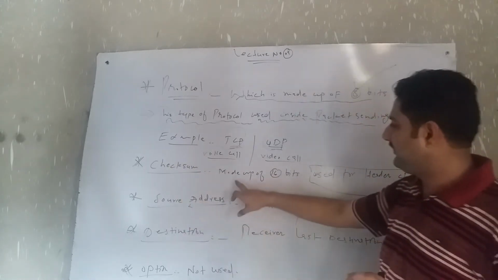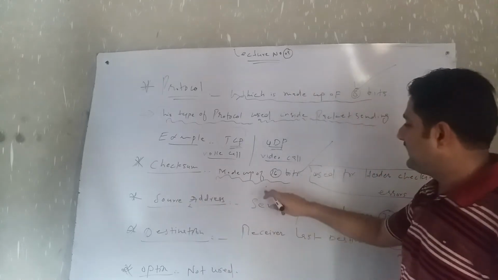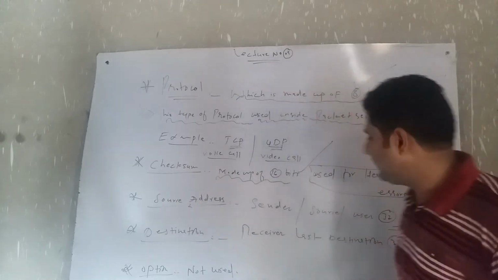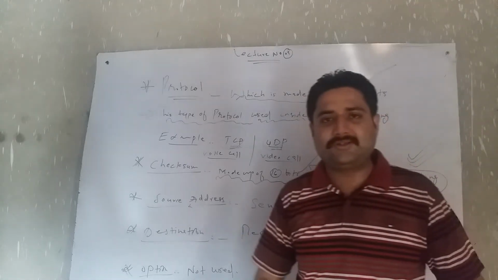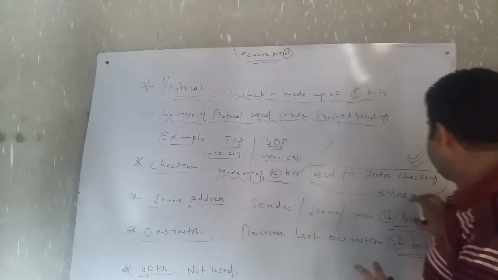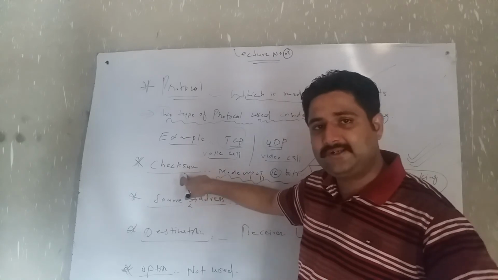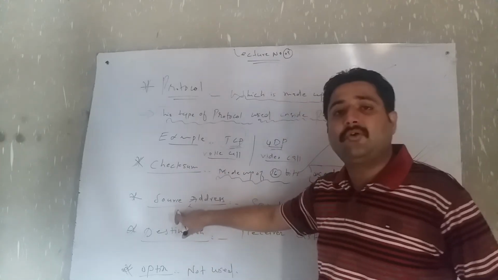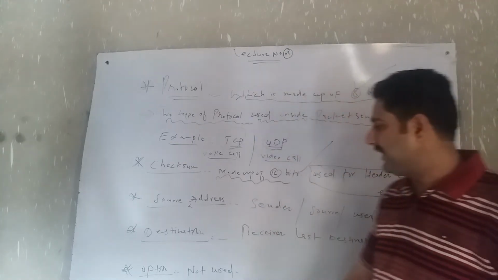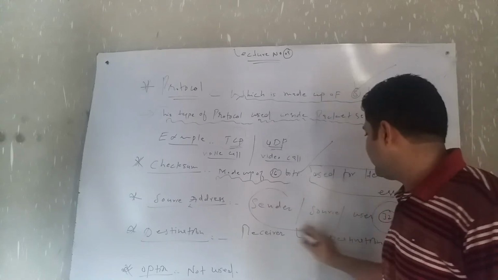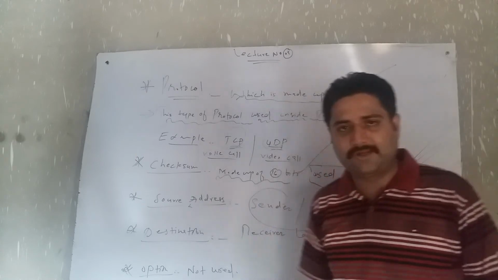Next is checksum. How many bits is the checksum made up of? Checksum is made up of 16 bits, and it is used for header error checking on networking. That's the work of checksum. Next is the source address, which is made up of 32 bits. You have to keep this in your mind. Source address means sender, source or user; these three terms are equal.